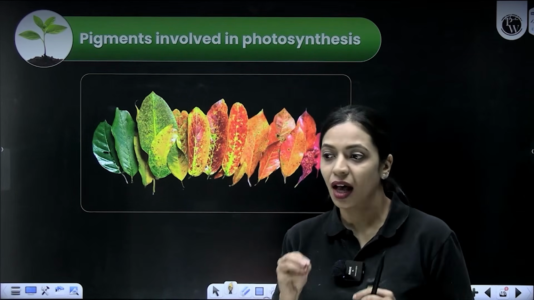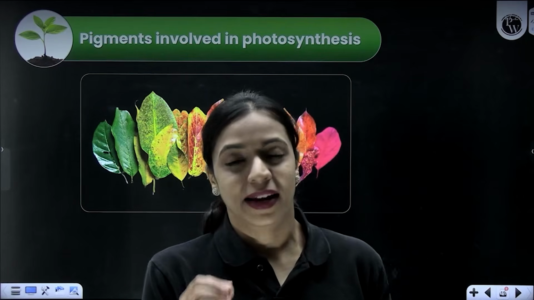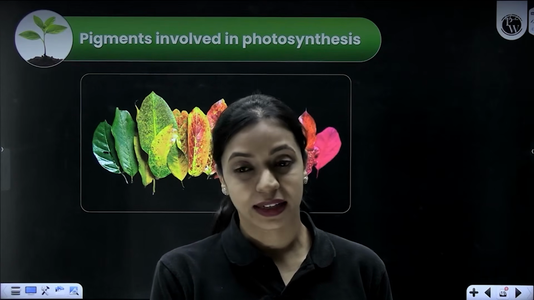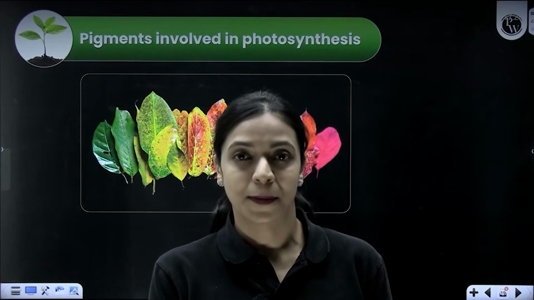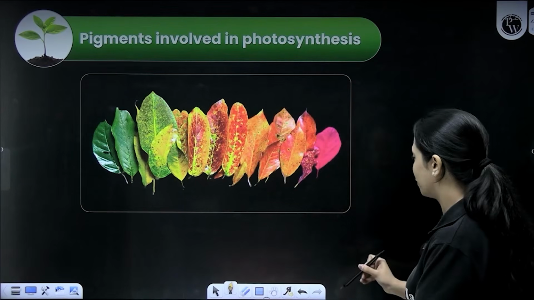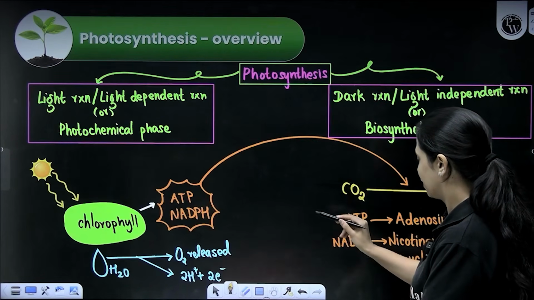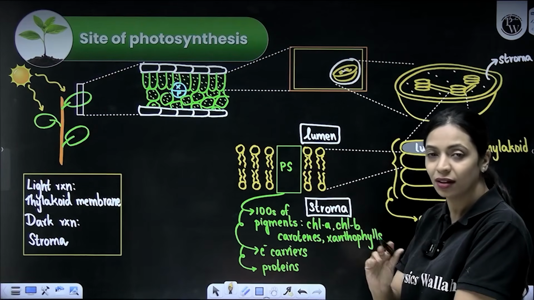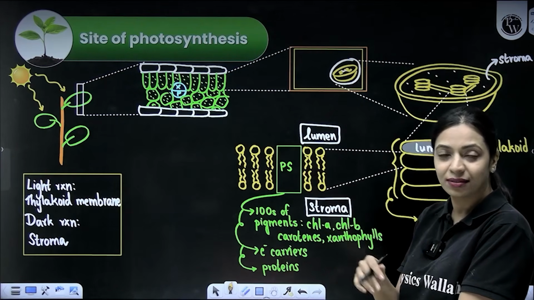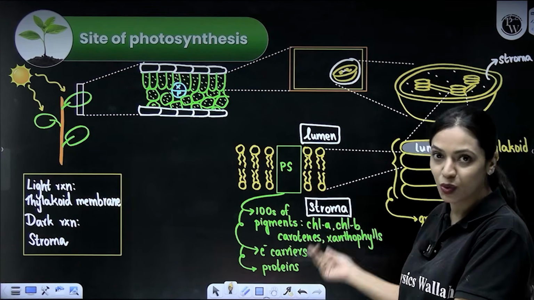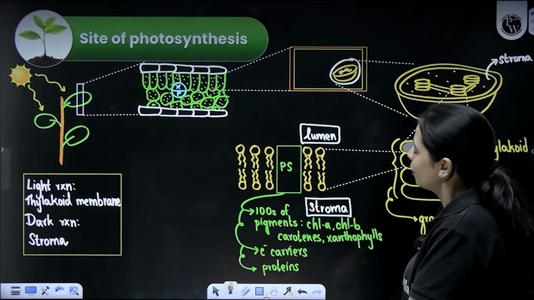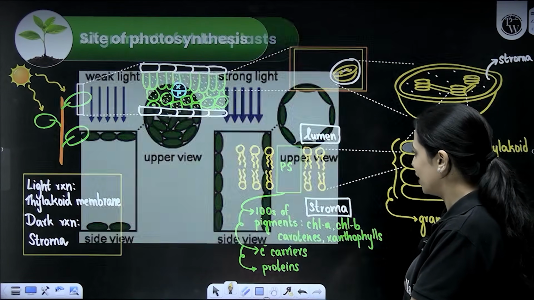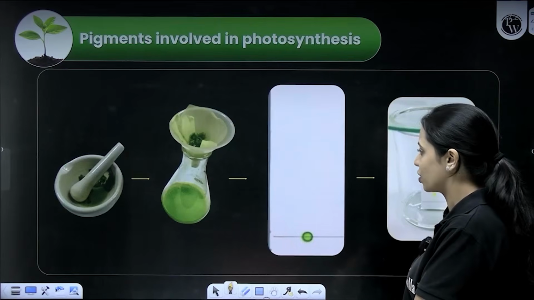The pigments are present inside the lipid membrane. It's located here, right? The pigments are here. They do not dissolve in water. So even if you grind in water, your pigments will not dissolve in water. That's why we're using an organic solvent mixture. When you do that, these pigments will dissolve in that. Then what do you do? You strain it.